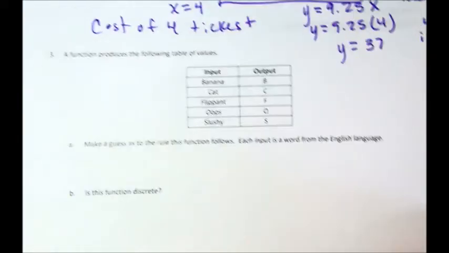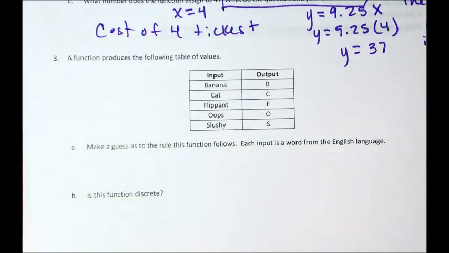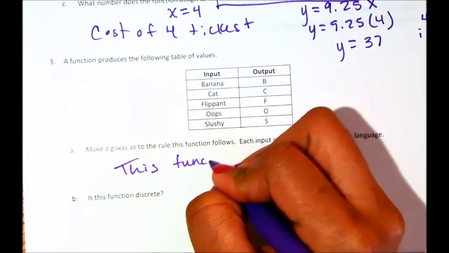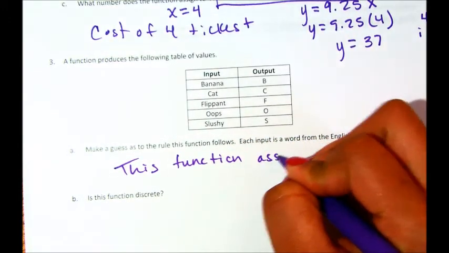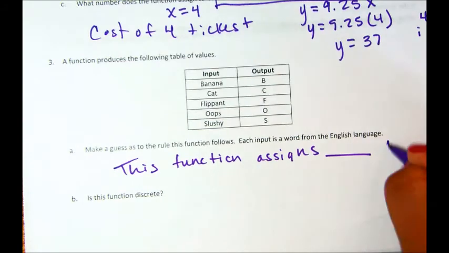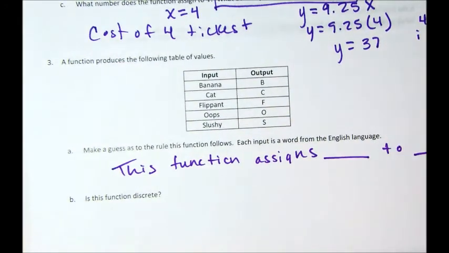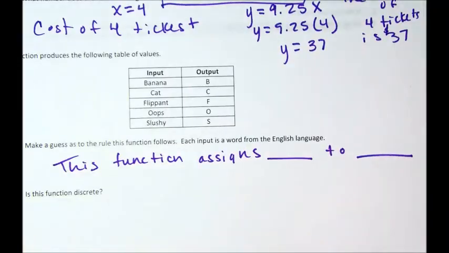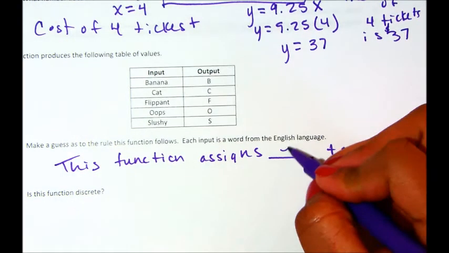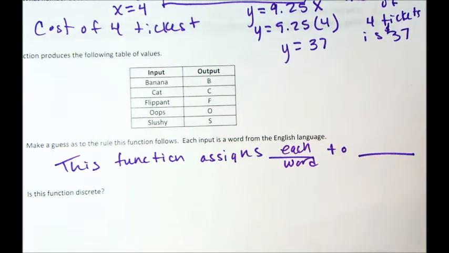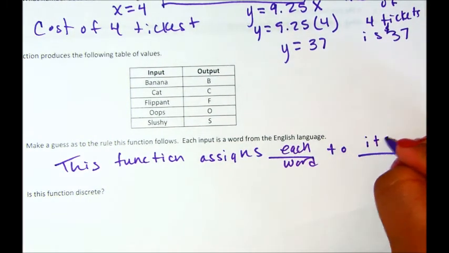A function produces the following table of values. Make a guess as to the rule that describes this function that follows. Each input is a word from the English language. Let's use the sentence stem: this function assigns blank to blank. Examine your inputs and examine your outputs. See if you can fill in those blanks. Yeah, we should have said that this function assigns each word to its first letter.